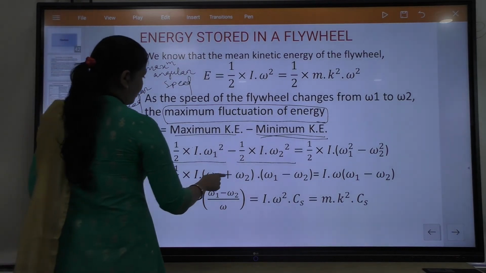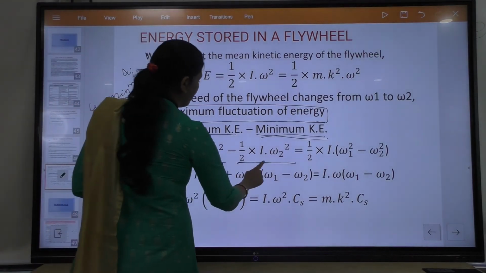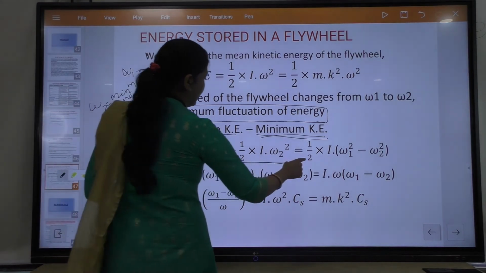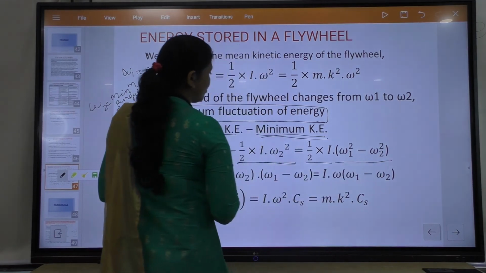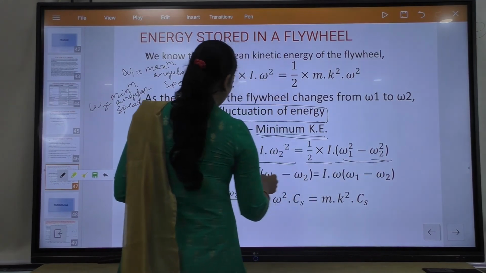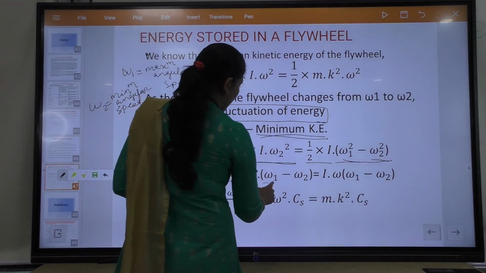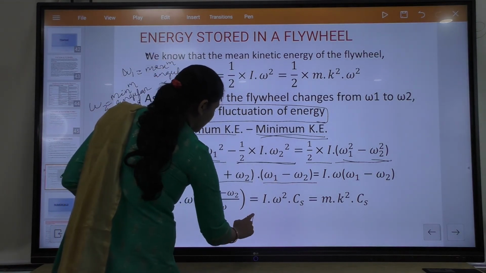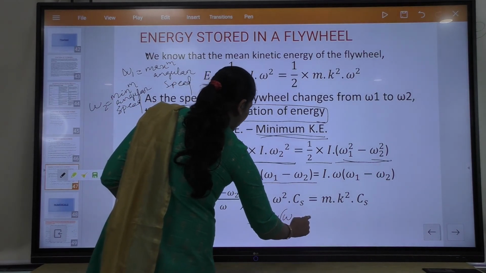So, from this half into I omega 1 square minus half into I omega 2 square, we can take half I common and we can write this equals to half into I into omega 1 square minus omega 2 square. Now, breaking omega 1 square minus omega 2 square equals to omega 1 plus omega 2 into omega 1 minus omega 2. So, we can write this as I into omega 1 minus omega 2.